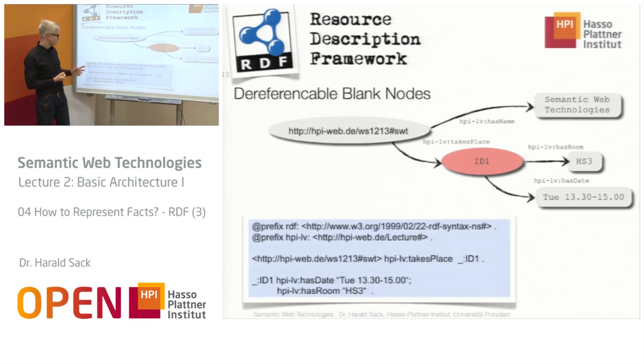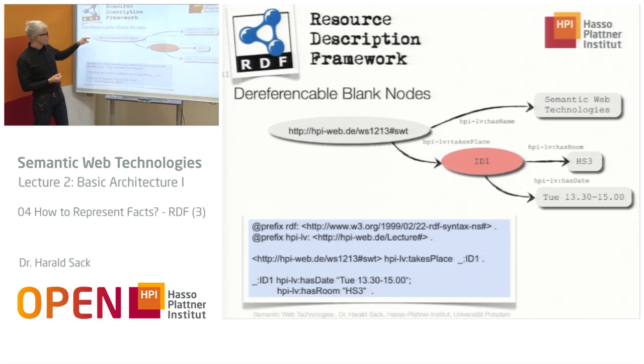If you look at it in Turtle, it's much easier. So here you introduce the new blank node ID1, and the blank node here that can be dereferenced, so it's a nameable or dereferenceable blank node, is characterized by this underscore in front of the colon, where you have here the namespace or the default namespace for the document. And to identify this node as a blank node, you just have to look at the underscore. So this is a blank node that has a specific name. The name is ID1. And you have here the two properties that are connected to the blank node ID1. It has state and has room.